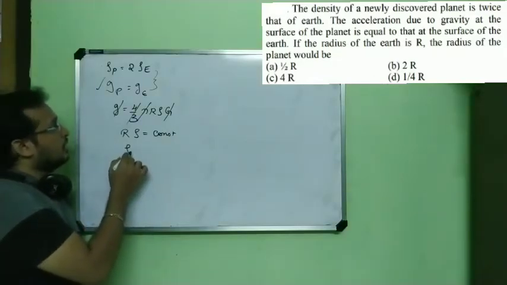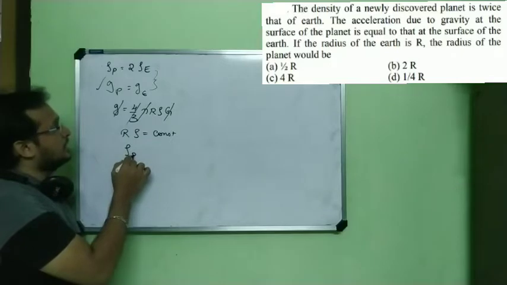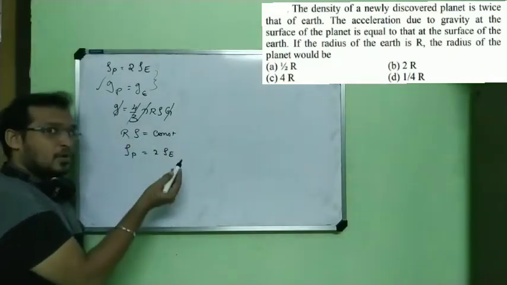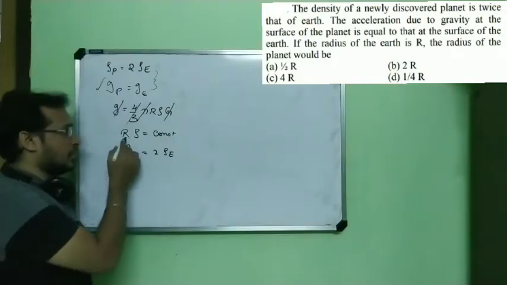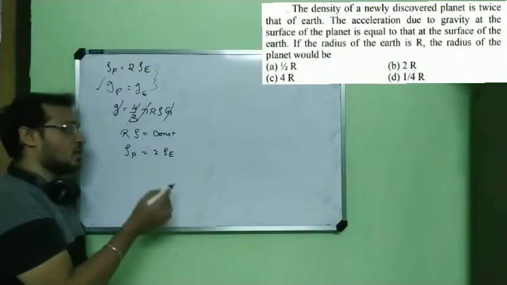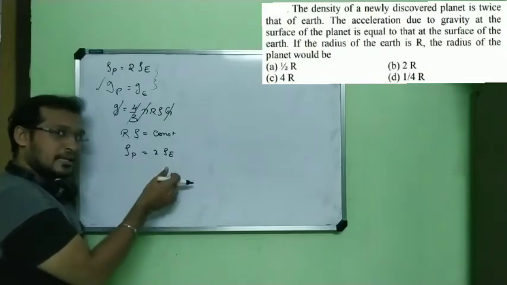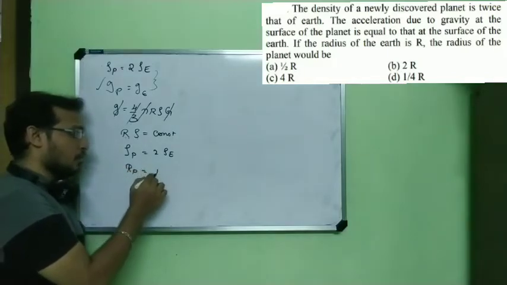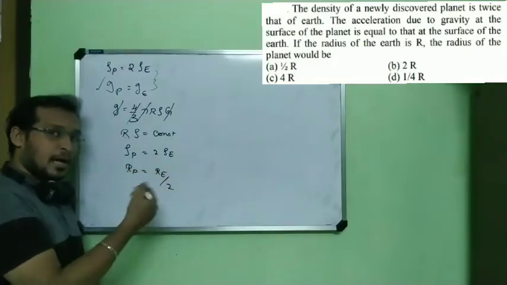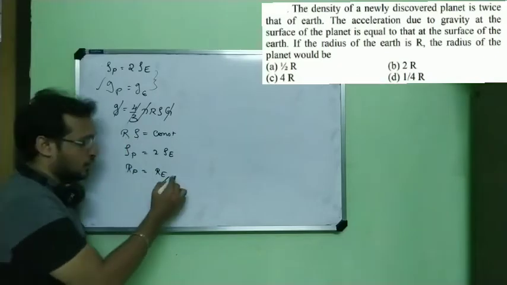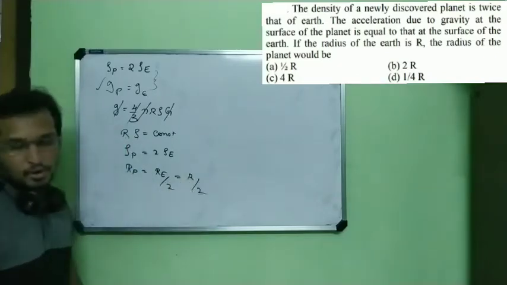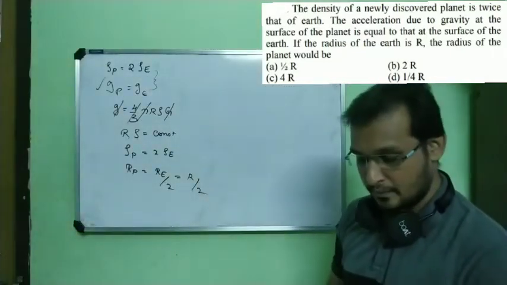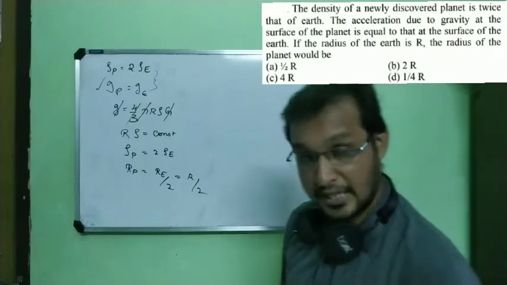Since the density of the planet is twice that of Earth, and r into rho is constant, what does it mean? Radius and density are inversely proportional. So if the planet's density doubles, what happens? The radius will be RP equal to RE by 2. It will be half, because both are inversely proportional. So it will be r by 2. You will get option A. Is it correct? Understood? Shall we move to the next question? Take a screenshot of it.